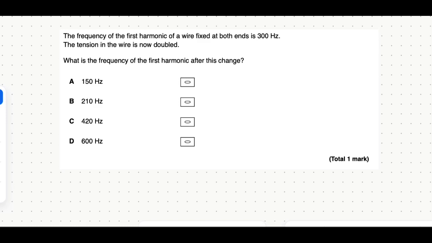In this video, we're going to look at how the frequency of a wire relates to the tension of a wire, especially for a first harmonic. So there is an equation that says frequency is 1 over 2 times the length of the wire multiplied by the square root of the tension divided by the mass per unit length.